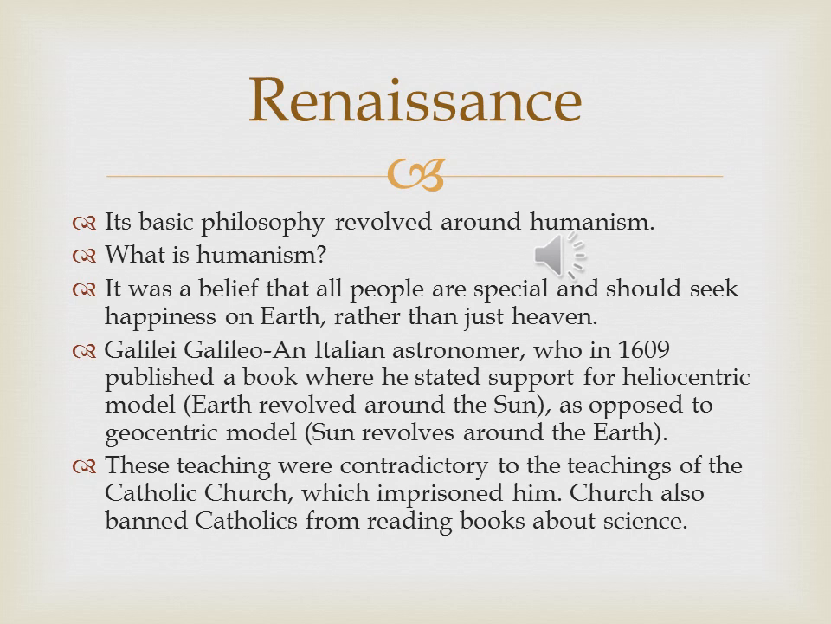Galileo was an Italian astronomer who in 1609 published a book where he stated support for the heliocentric model, which stated that Earth revolved around the Sun, as opposed to the geocentric model, which was supported by the Catholic Church, and which stated that the Sun actually revolves around the Earth. So when you see the Sun going up in the morning, that means the Sun is moving. That's what the Church believed. And these teachings were contradictory to the teachings of the Catholic Church, which imprisoned him. The Church also banned Catholics from reading books about science.